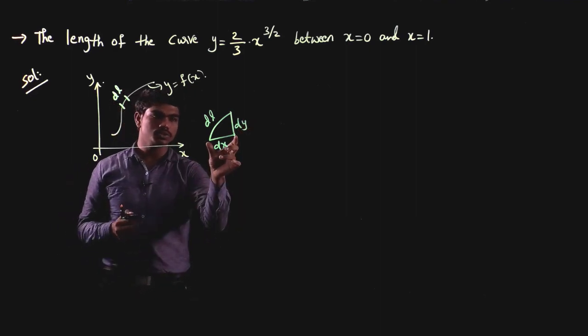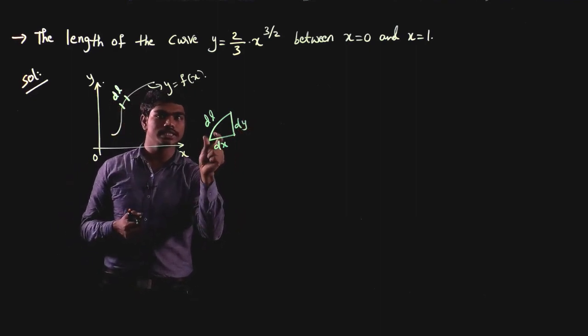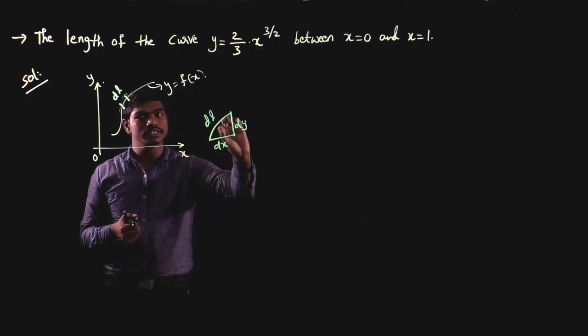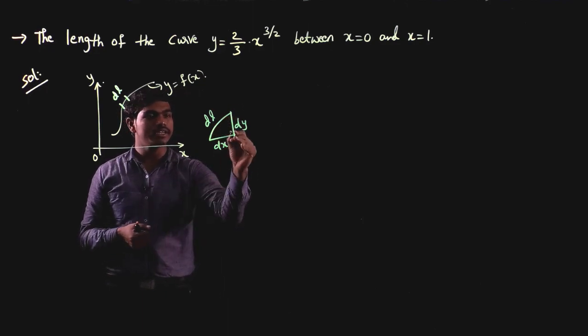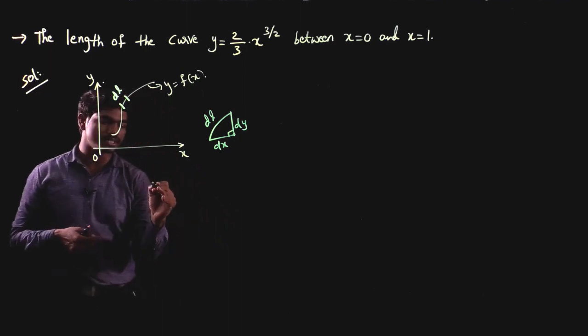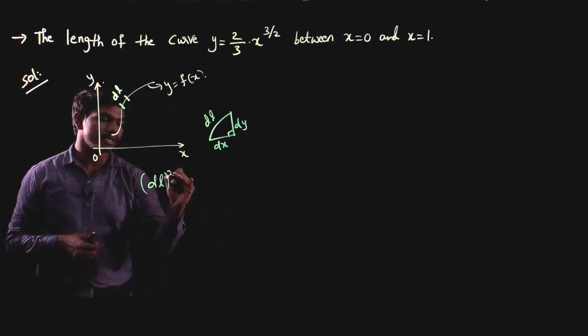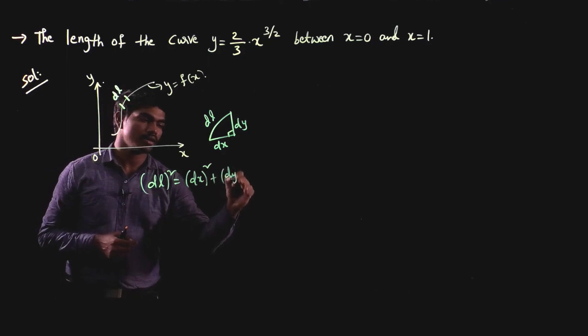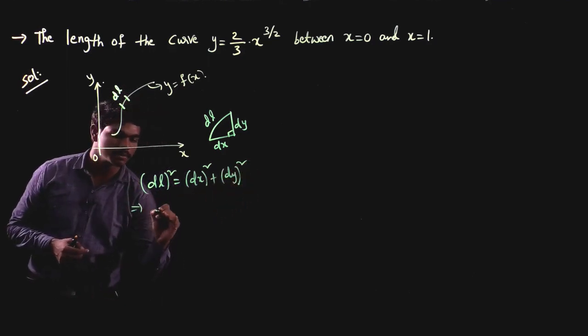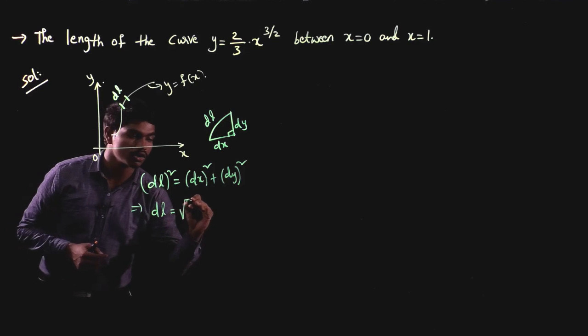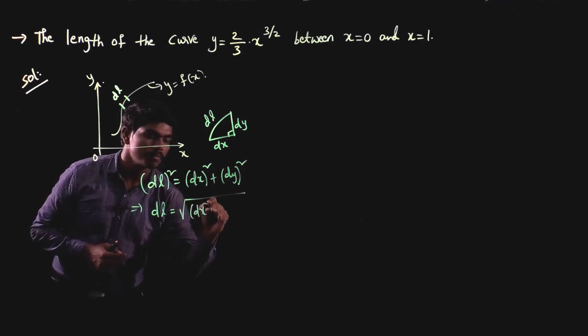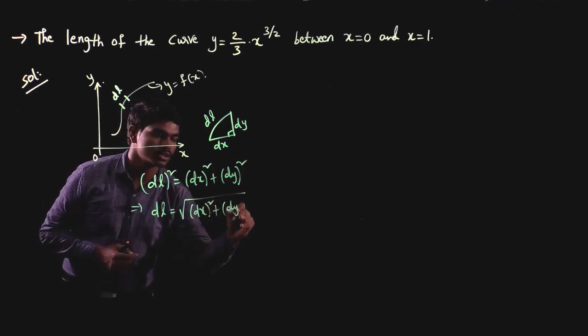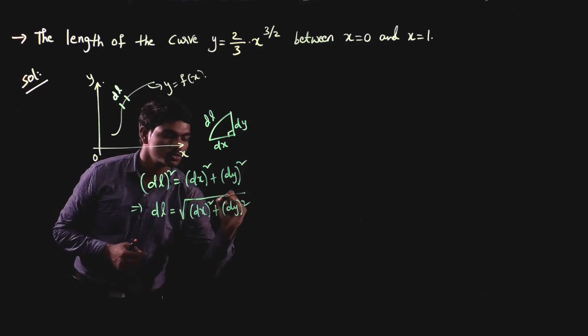And of course, let us assume my choice of this dx is so small that this curve here can be approximated as a straight line. In that case, we can apply Pythagoras theorem, and we have dl square is equal to dx whole square plus dy whole square. And this implies, what is the expression for dl? Square root of dx whole square plus dy whole square.